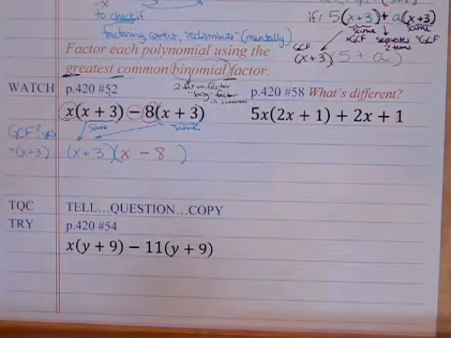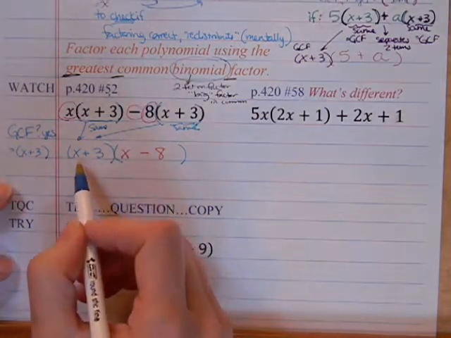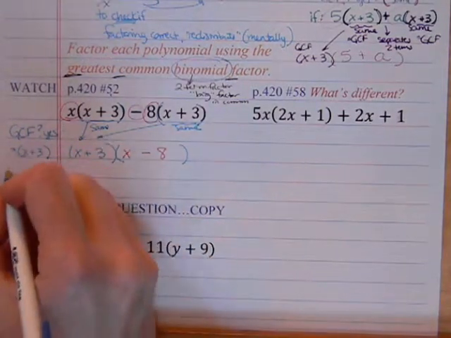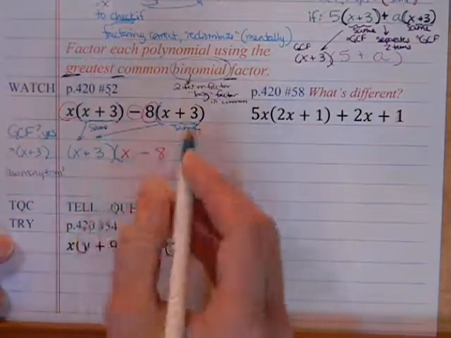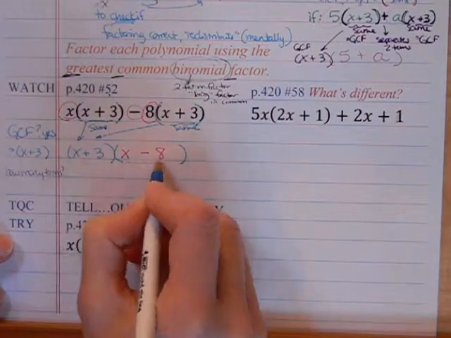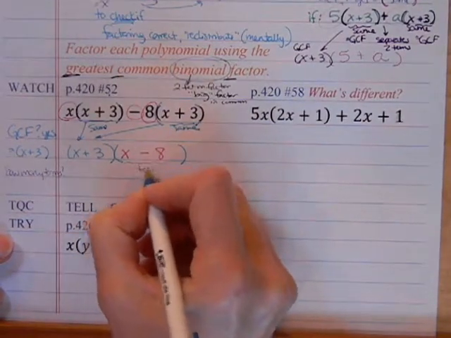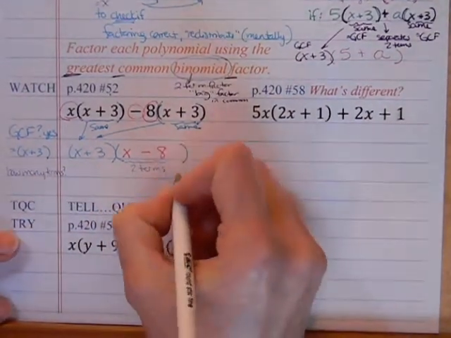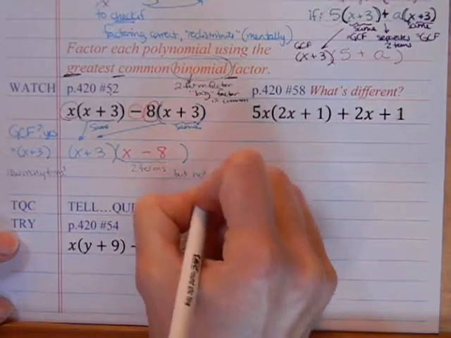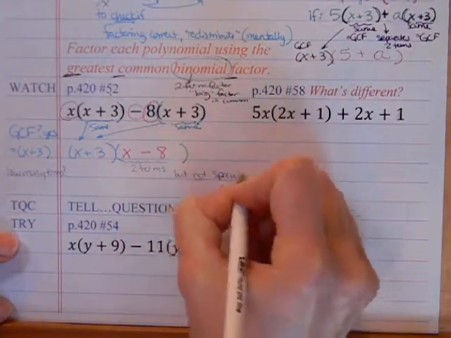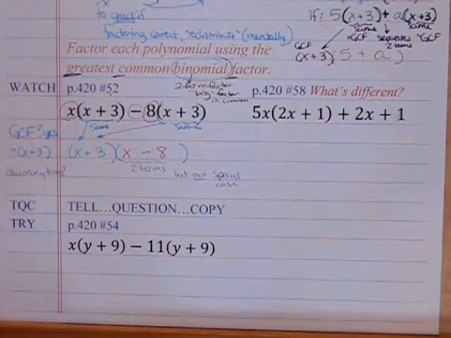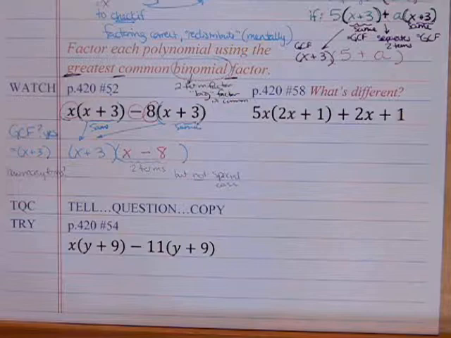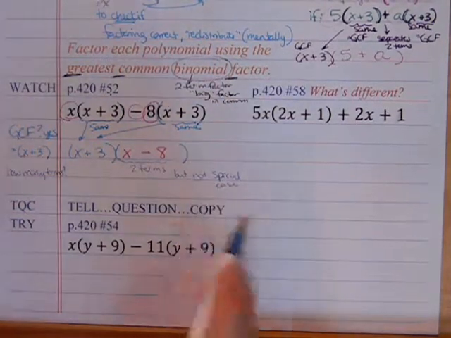Now, one of the things we're going to also train ourselves to do is every time we pull the GCF, to ask ourselves how many terms are we leaving afterwards. And in this case, we've got 2 terms here, but it's not a special case. It's not DOS, difference of squares, DOC, difference of cubes, SOC, sum of cubes, and of course there is no formula for sum of squares. So it's not a special case, so we're done.